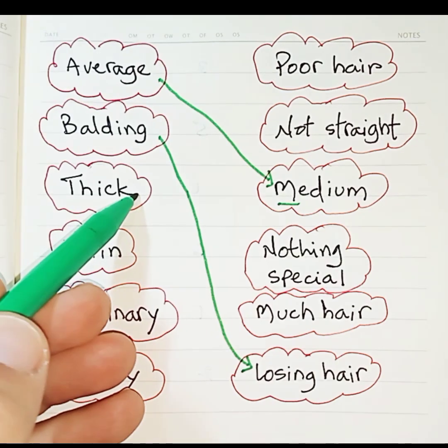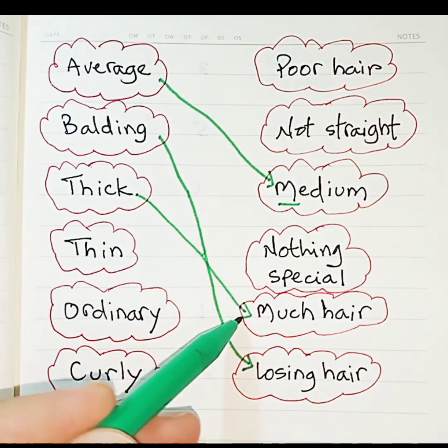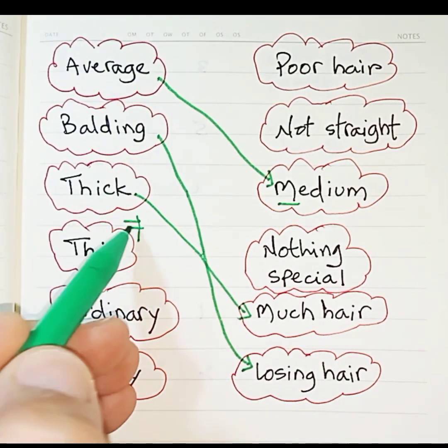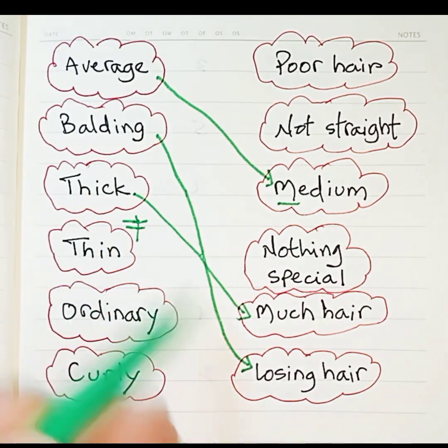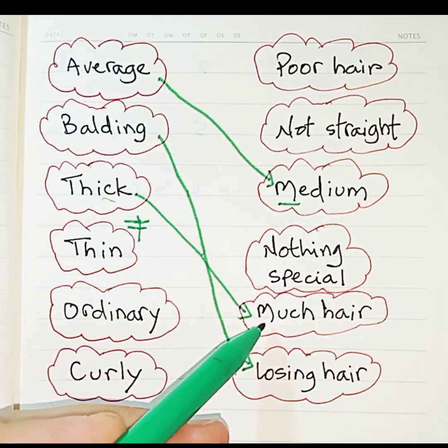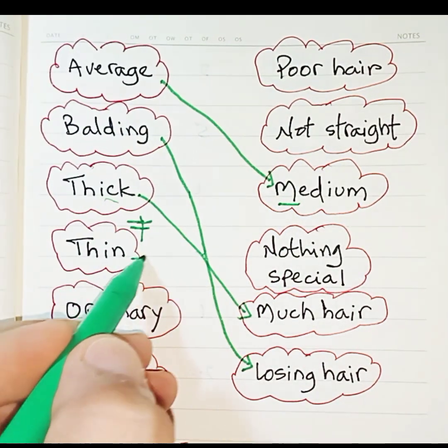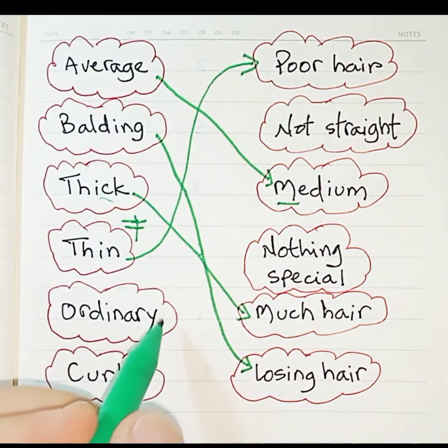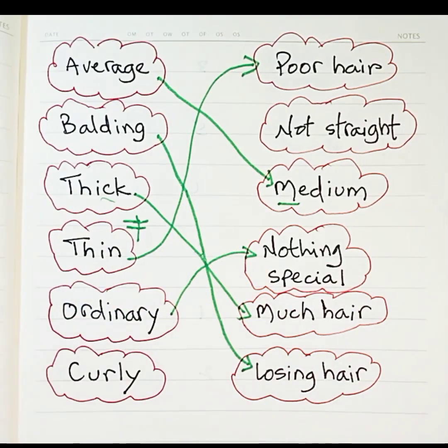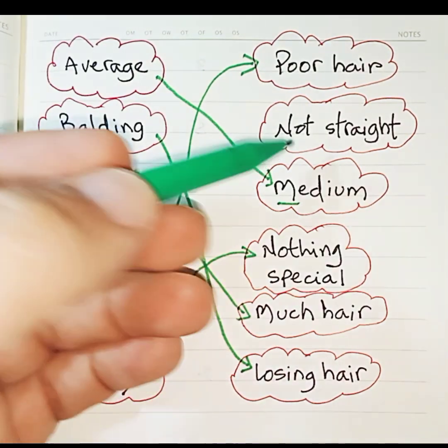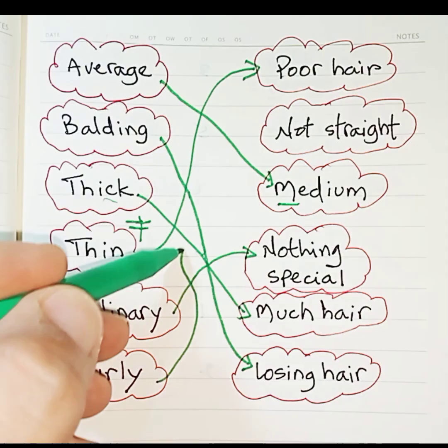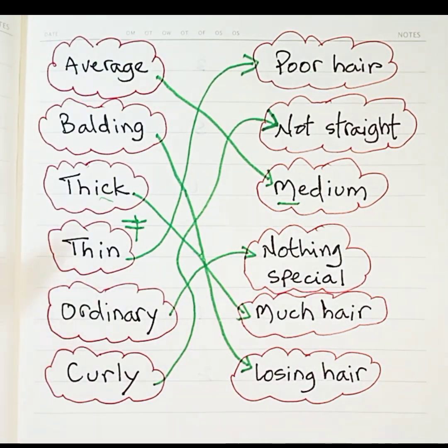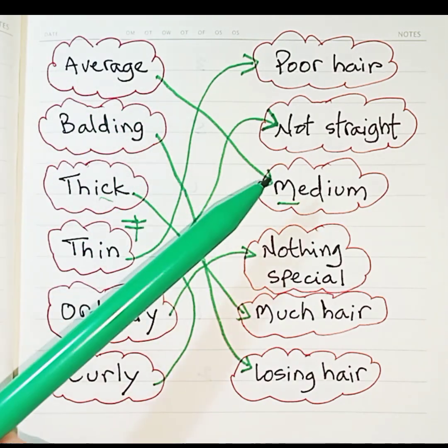Thick, which means much hair. The opposite of thick is thin. They are opposites. If thick is much hair, it means thin means poor hair. Not bald, still have hair, but poor. Ordinary means nothing special. Curly means not straight. Like so, curly line, not straight line. Curly hair, not straight hair.